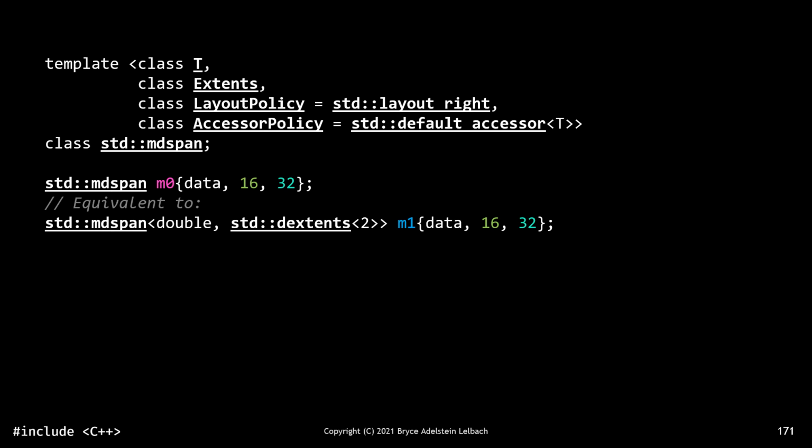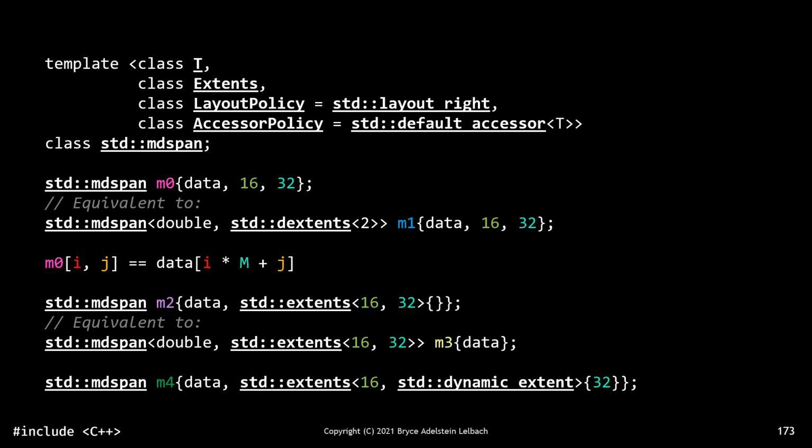mdspans of all dynamic extents have a simple syntax. With class template argument deduction, you can construct one without specifying any template parameters. If you do need to spell the type out, it's still concise. Just use the dextents alias. The elements of an mdspan are accessed via the index operator. Thanks to a recent core language change in C++23, indexing operators can now take multiple parameters. You can also make mdspans of static or mixed extents. The simplest way to construct these is by passing an extents object as the second constructor argument. Now, let's talk a bit more about layouts.